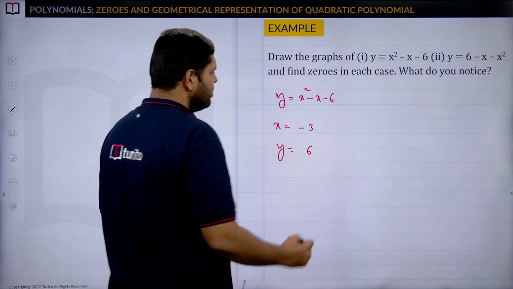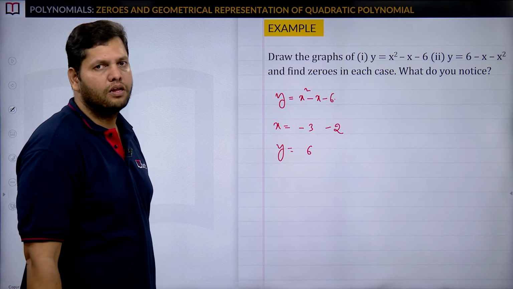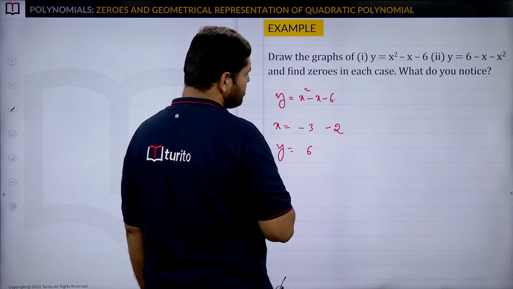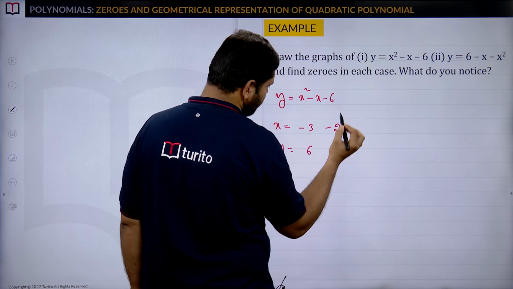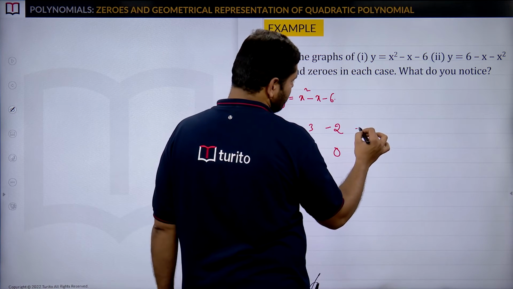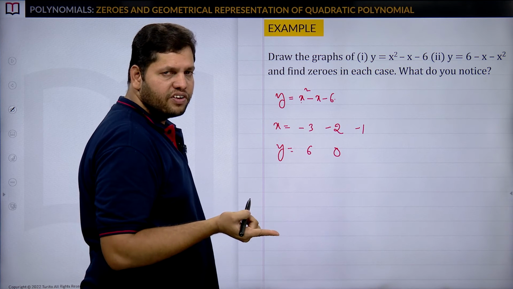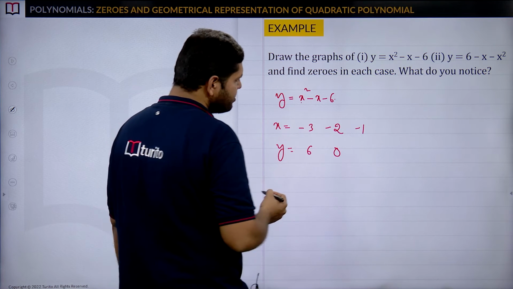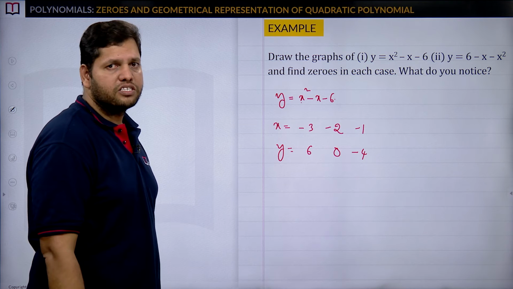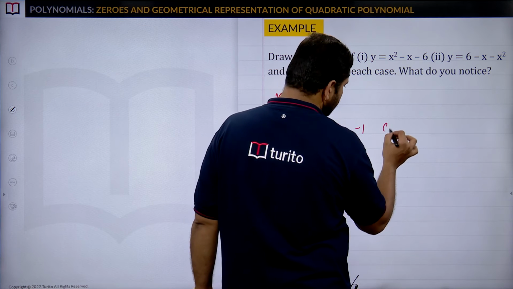Then take x is minus 2. Minus 2 squared is 4, and 4 plus 2 is 6, and 6 minus 6 is 0. Then I will take x is equal to minus 1. Minus 1 squared is plus 1, and 1 minus of minus 1 is 1 plus 1, 2, and 2 minus 6 is minus 4. If I take x is minus 1, y is minus 4.